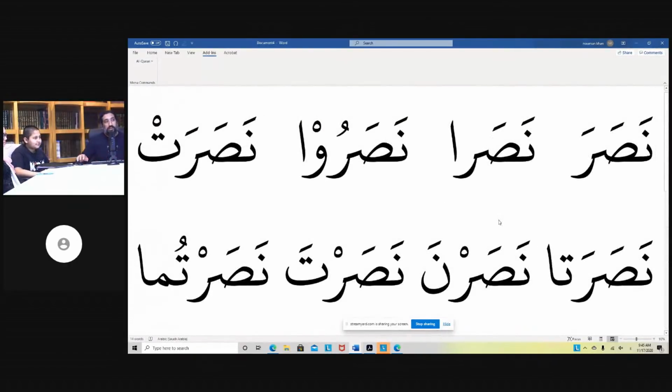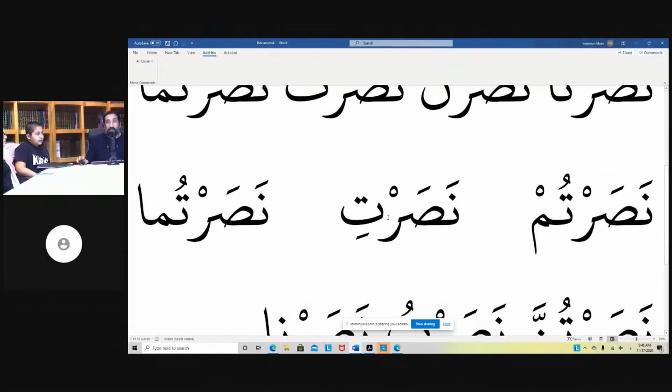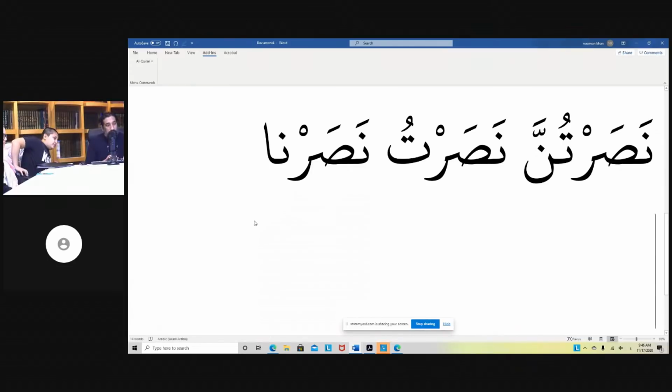Let's go over the meanings. Nasara, he helped. Nasara, both of them helped. Nasaru, they helped. Nasarat, she helped. Nasarata, both of them ladies helped. Nasarna, y'all ladies helped. Then all of them are yous. Nasarta, you helped. Nasartuma, both of you helped. Nasartum, all of you helped. Nasarti, the feminine you helped. Nasartunna, y'all ladies helped. Nasartu is I helped, and Nasarna is we helped. Now, let's try this one.